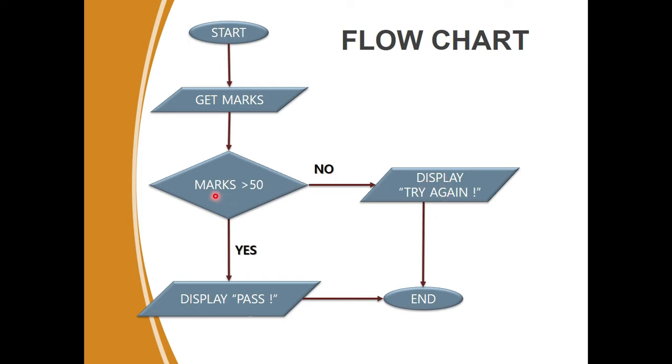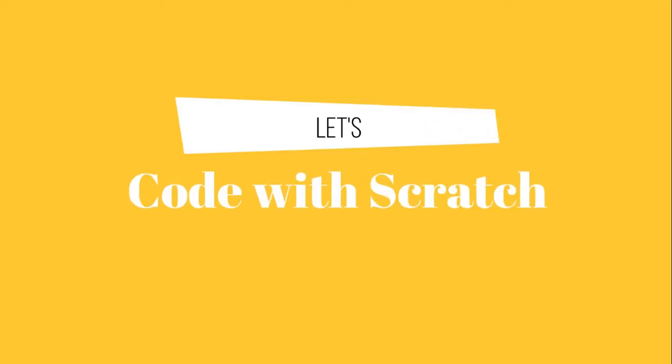Here you can see our condition is checking the marks with the number 50. If marks are greater than 50, then we need to display pass. So here we are writing that output in the yes path. If marks are not greater than 50, then this path will be carried out. That means it will display try again.